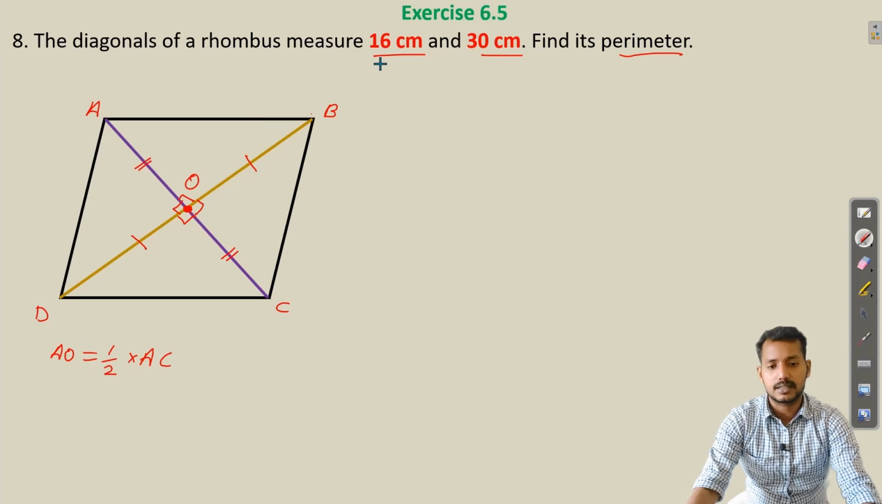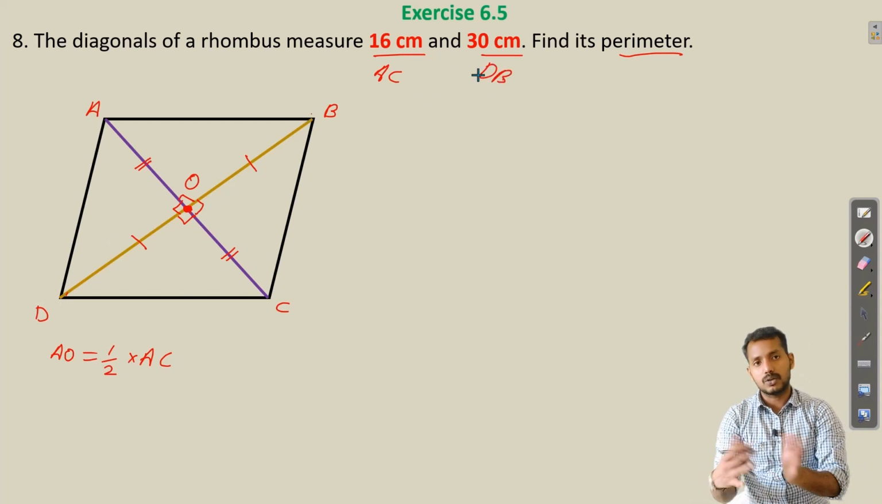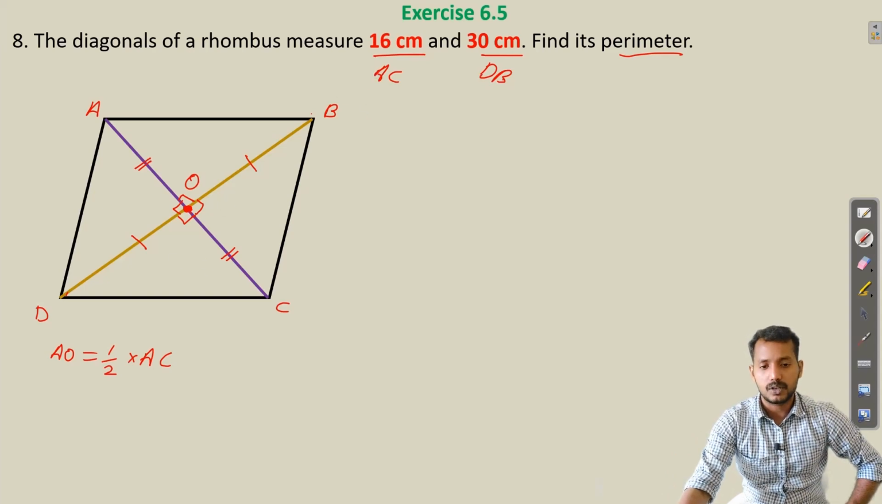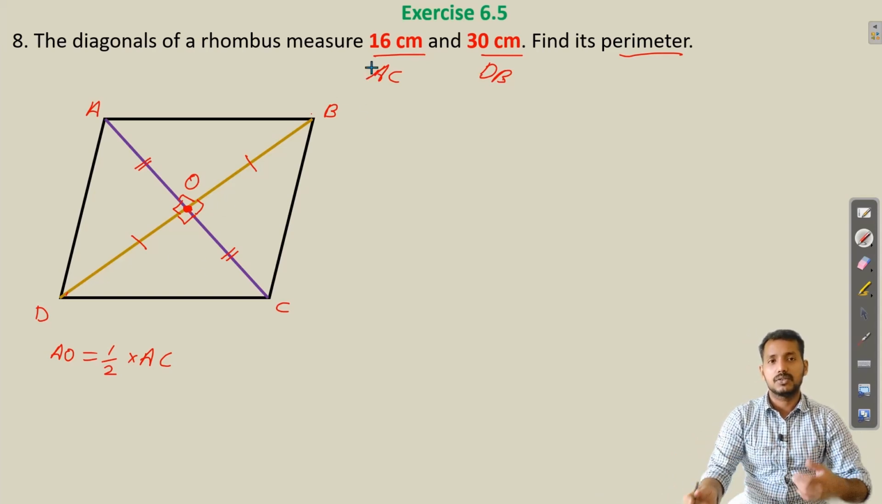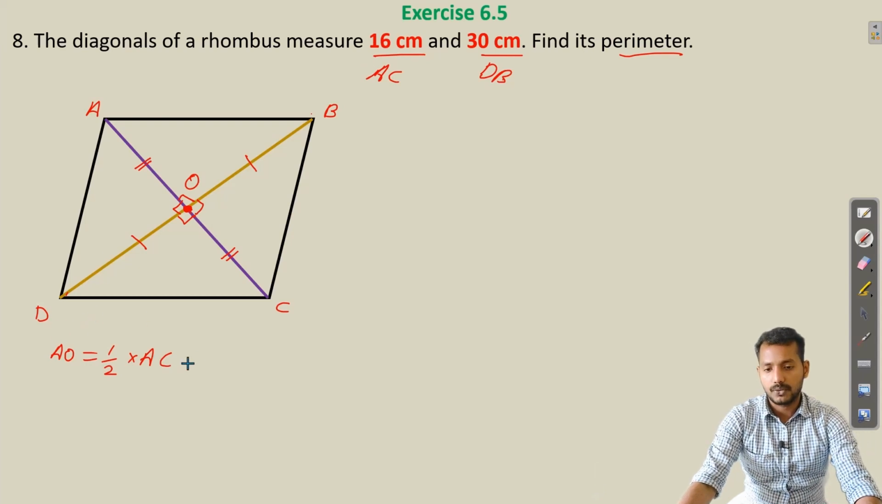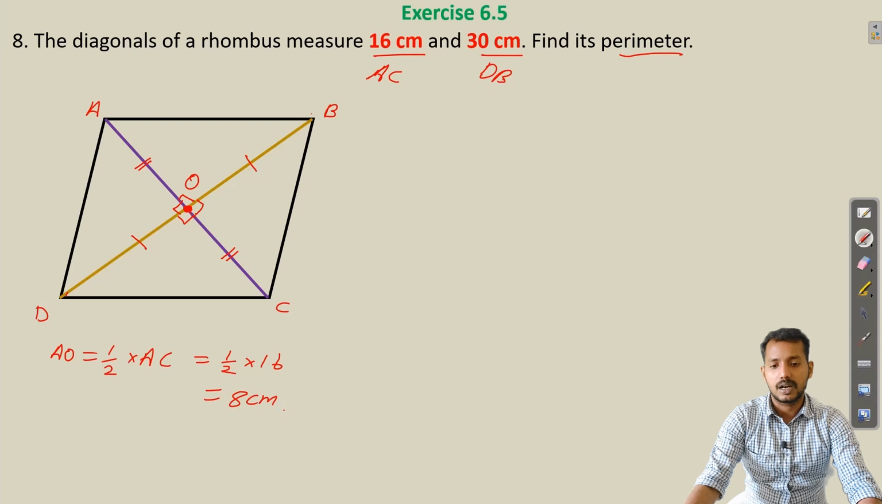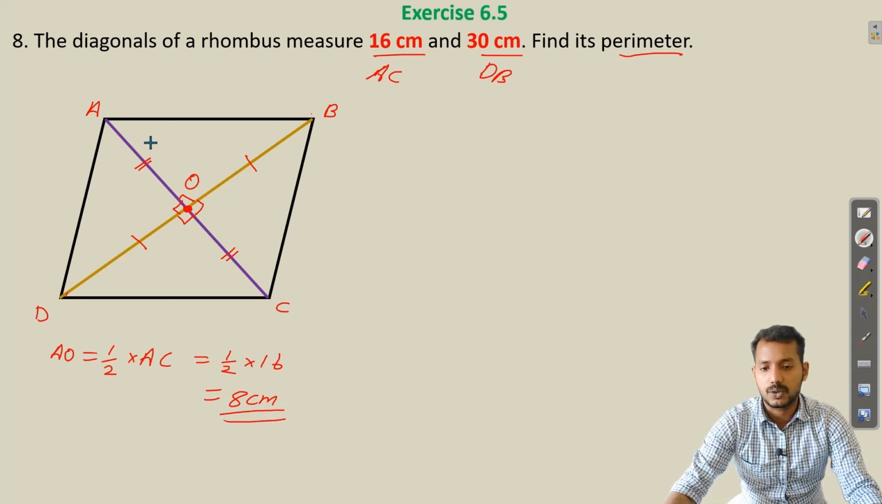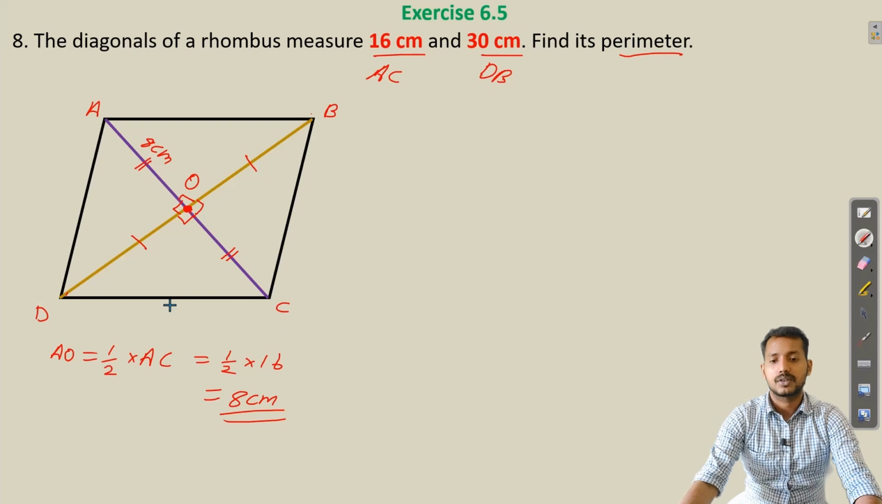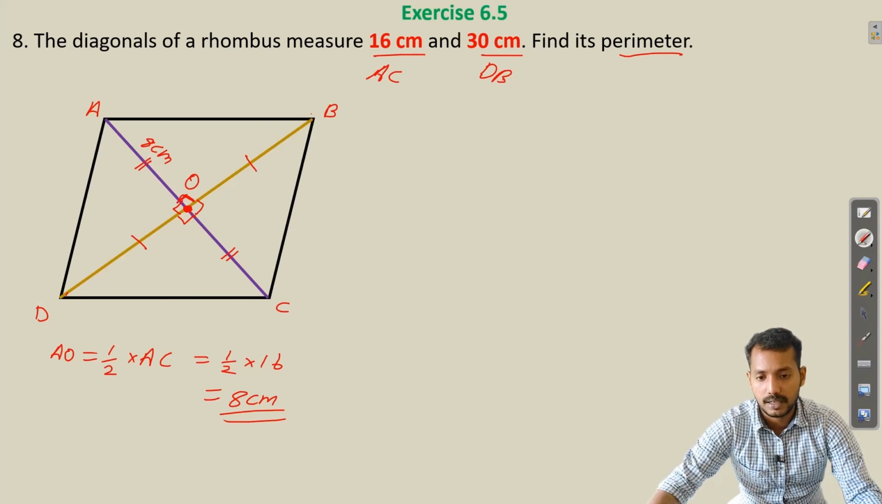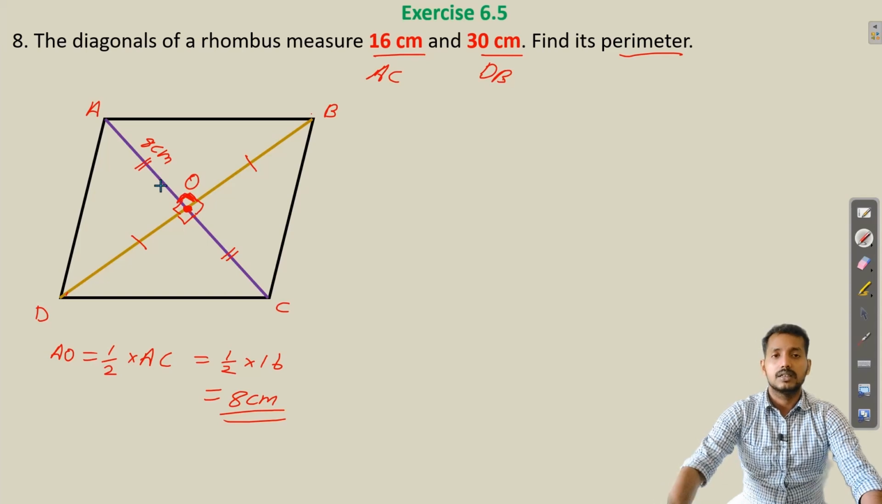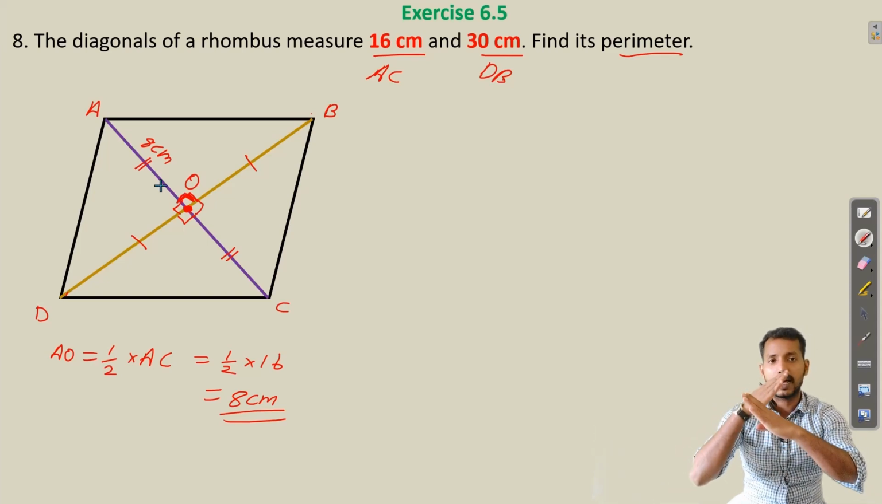AC I am taking as 16 centimeter, and the second diagonal DB I am taking as 30 centimeter. You can also take it the reverse way, no problem. It's up to you, because in the question the name of the rhombus is not mentioned. Now half of AC is 1 by 2 into 16, which is equal to 8 centimeter. Alright, so it is clear that AO is equal to 8 centimeter. This is a right angle, according to the properties of diagonals of a rhombus. The diagonals of a rhombus bisect each other at a right angle.